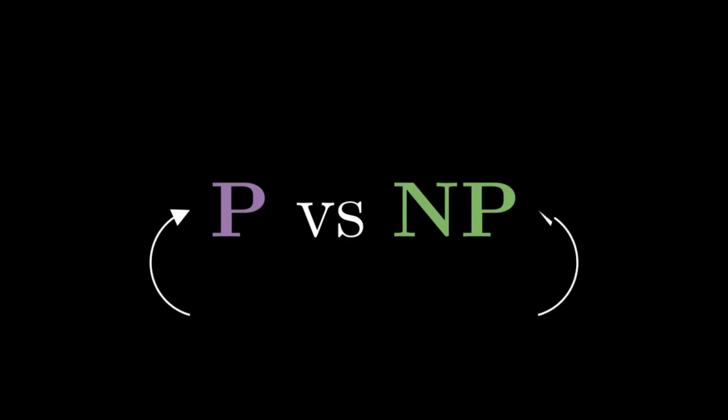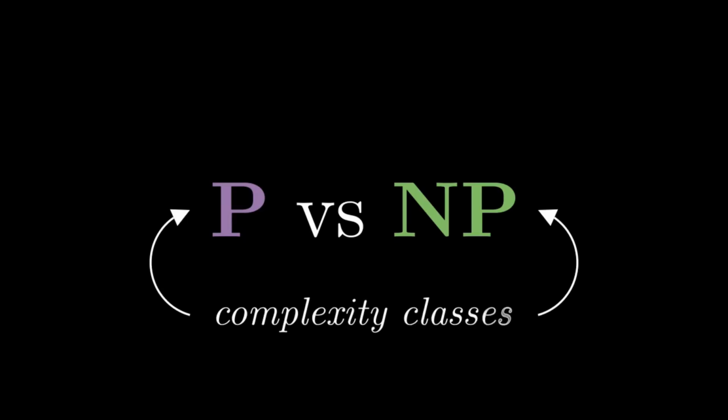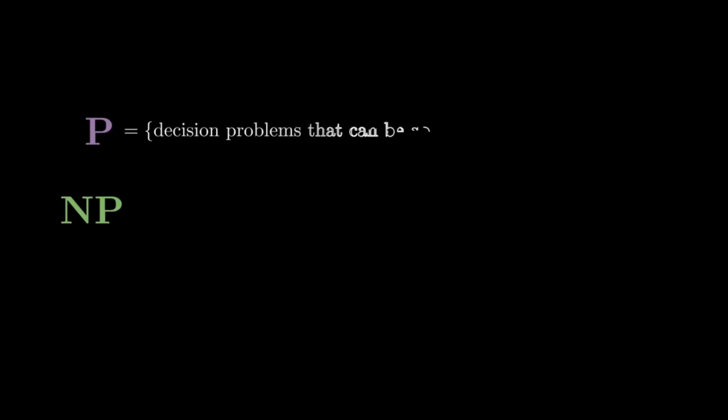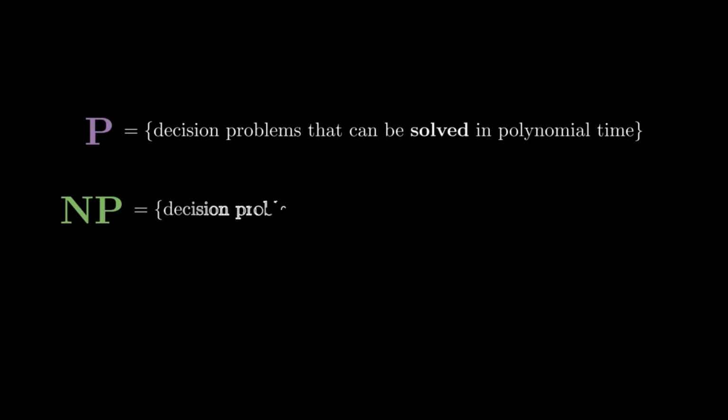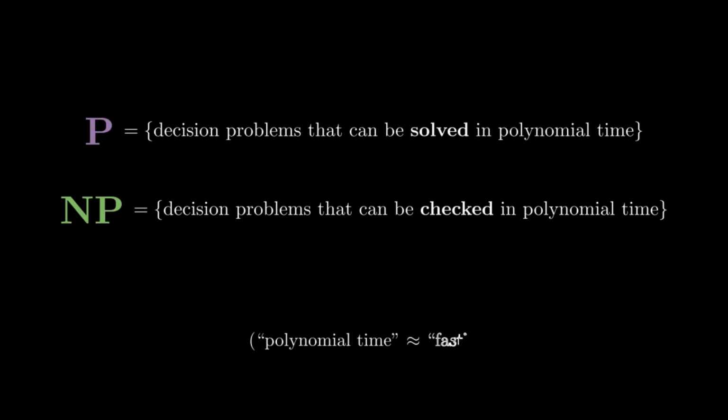Here, P and NP are called complexity classes. Specifically, P refers to decision problems, problems that have a yes or no answer, that can be solved in polynomial time, whereas NP refers to decision problems for which a solution can be checked in polynomial time. For our purposes, you can think of a polynomial time algorithm as a fast algorithm.